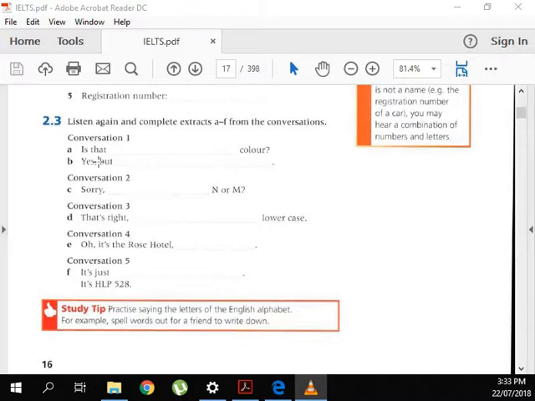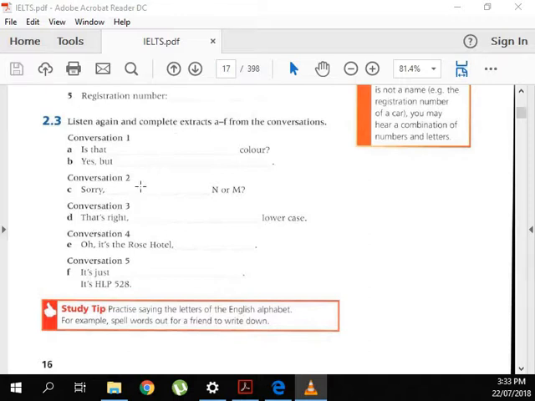Okay, so one is supposed to write, is that spelt the same as the color? He said yes, but with an E at the end. So we're taking some other information. We're going to complete the conversation. His name is Andrew Brown.